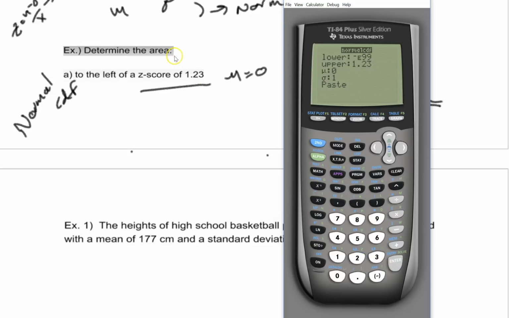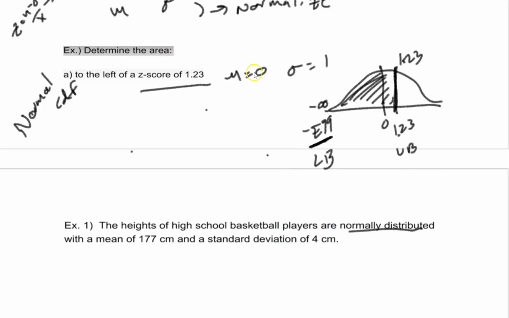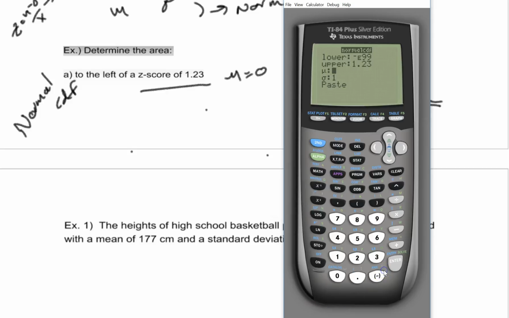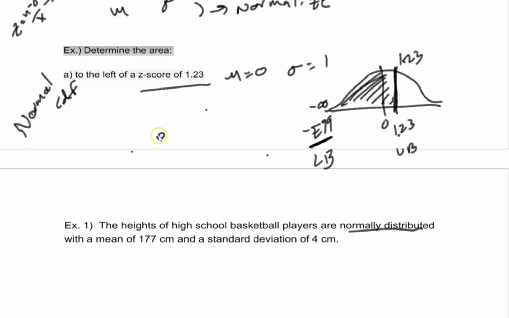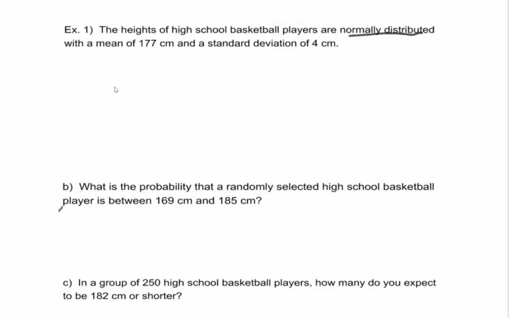Now this is very important. Since we're doing the z-score, like I said, our mean and standard deviation are 0 and 1, so I don't change anything. And I get 0.891. Again, we always do 3 sig figs. That's the area, or the probability, of getting less than 1.23. Again, that was a standard normal. Let's do a non-standard normal.